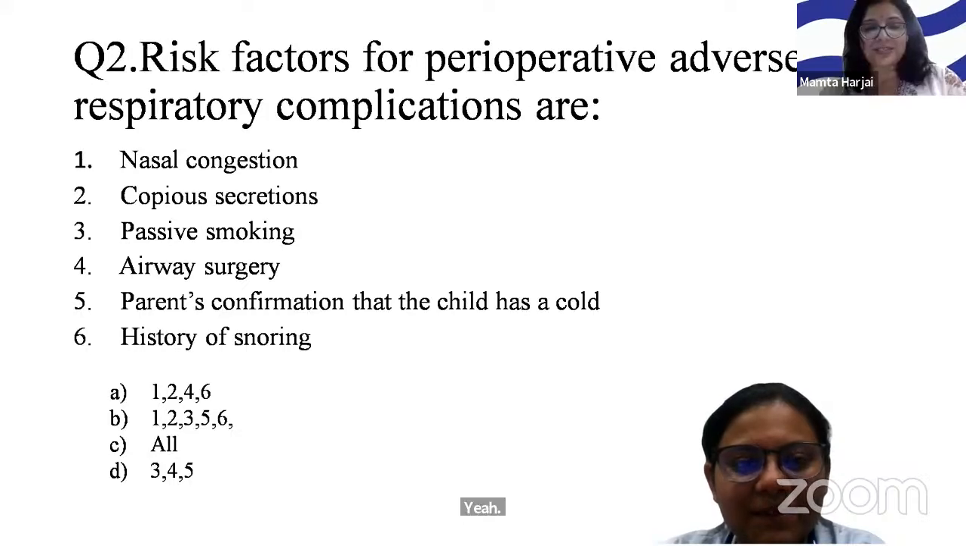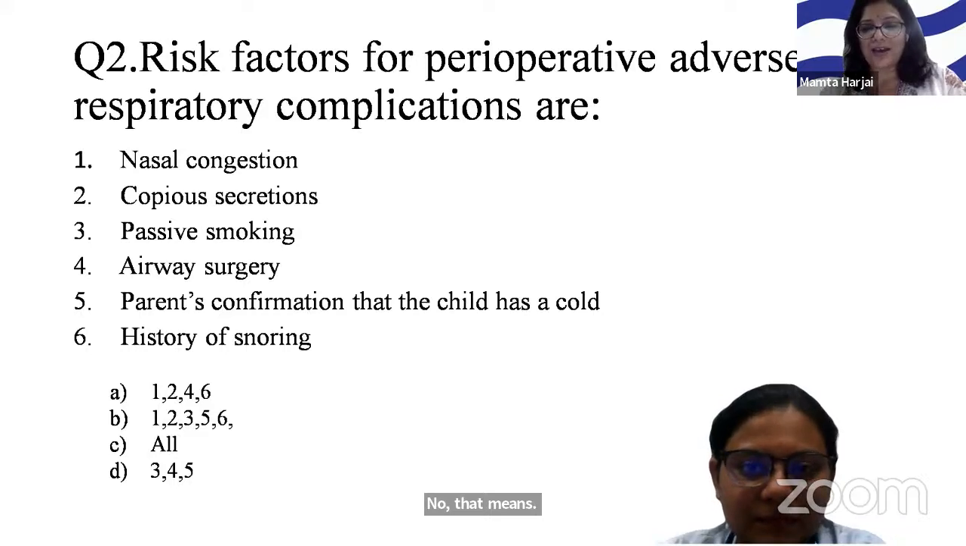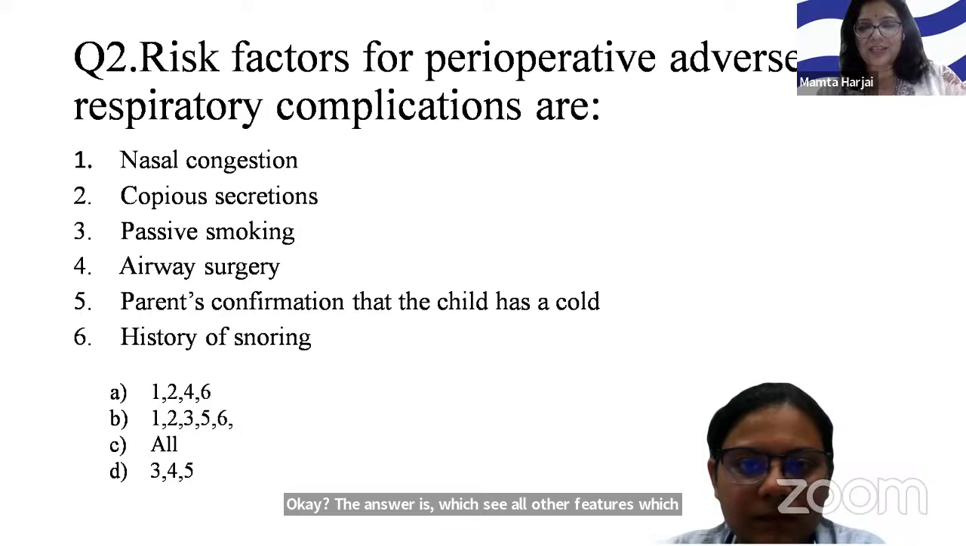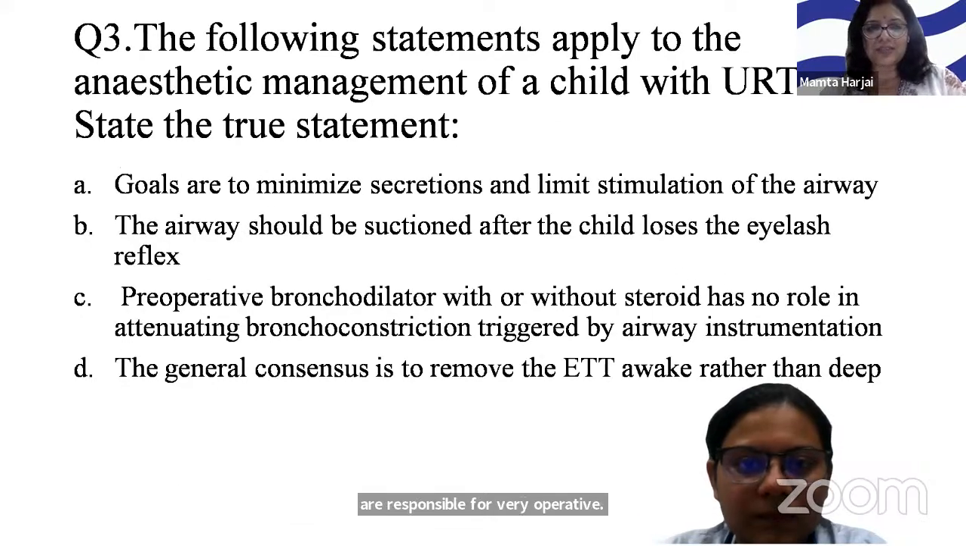Okay, the answer is C. All are the risk factors which are responsible for perioperative respiratory complications. Can we move to the next case?